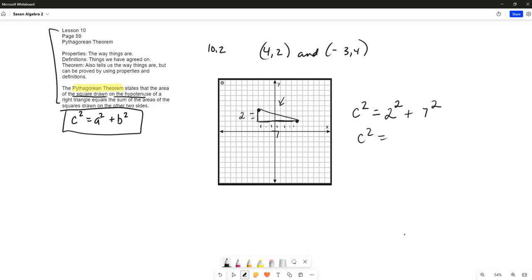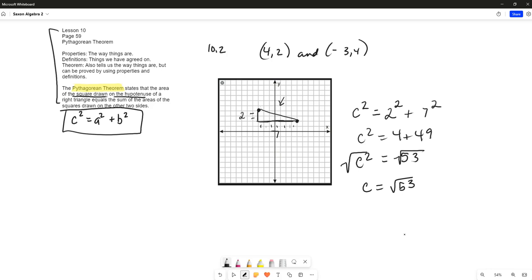All right, so that's going to be 4 plus 49. So that gives me 53. Take the square root of both sides, and my distance is square root of 53.